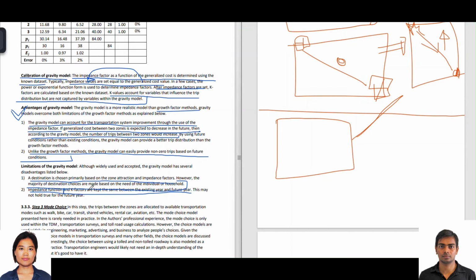So it's a small limitation, but another limitation is the calibration of K factor. The calibration is carrying forward as it is. So existing calibration is transferred to the future gravity models, which may not hold true.